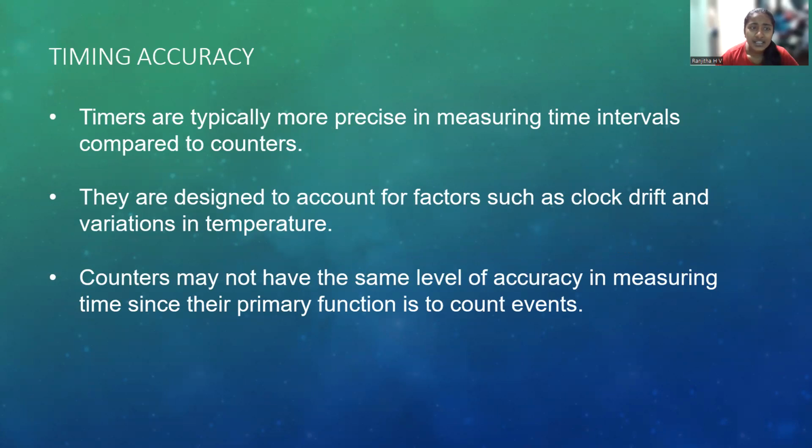Timing accuracy. Timers are typically more precise in measuring time intervals compared to counters. They are designed to account for factors such as clock drift and variations in temperature. Counters may not have the same level of accuracy in measuring time since their primary function is to count events.